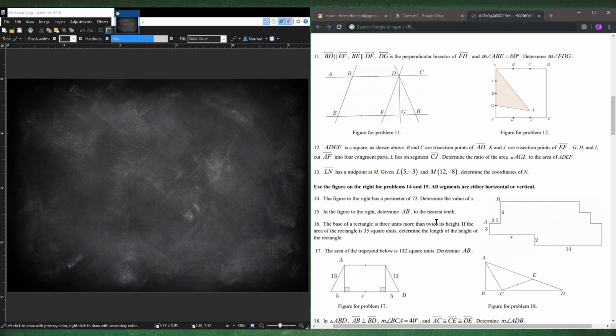Number 12. ADEF is a square as shown above, right here.